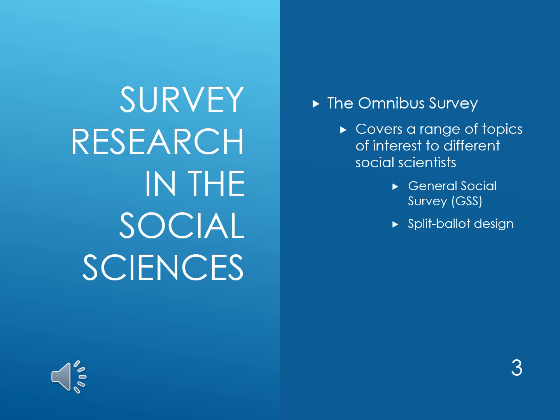The Omnibus Survey covers a range of topics of interest to different social scientists. There is the General Social Survey, GSS for short. This is one of the most successful surveys of the National Opinion Research Center at the University of Chicago. It has a split ballot design, which is a unique set of questions or other modifications in a survey that's administered to randomly selected subsets of the total survey sample. This way, more questions can be included in the entire survey, and the responses to different questions or versions of the questions can be compared as well.